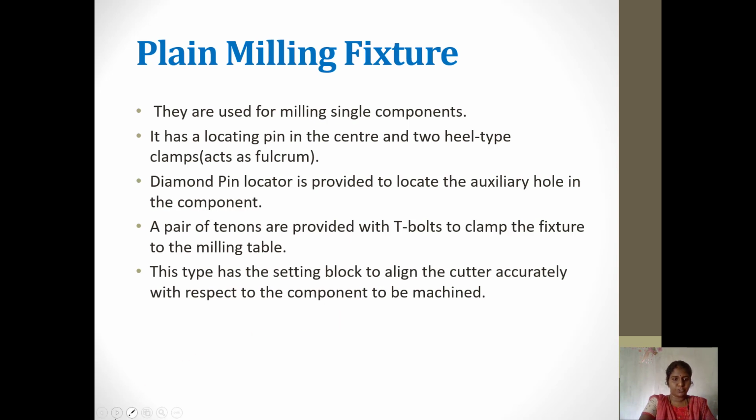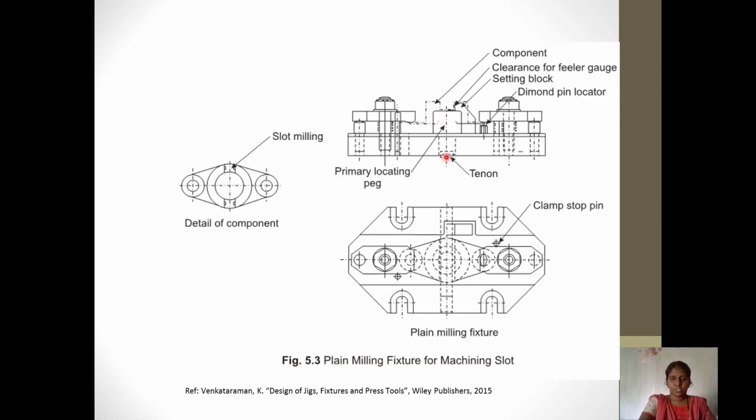As I told earlier, we have the tenon, setting block, and we have the feeler gauge. And this diamond pin is for auxiliary holes. And to seat this component, we have two clamps are there and one central position locator is there.